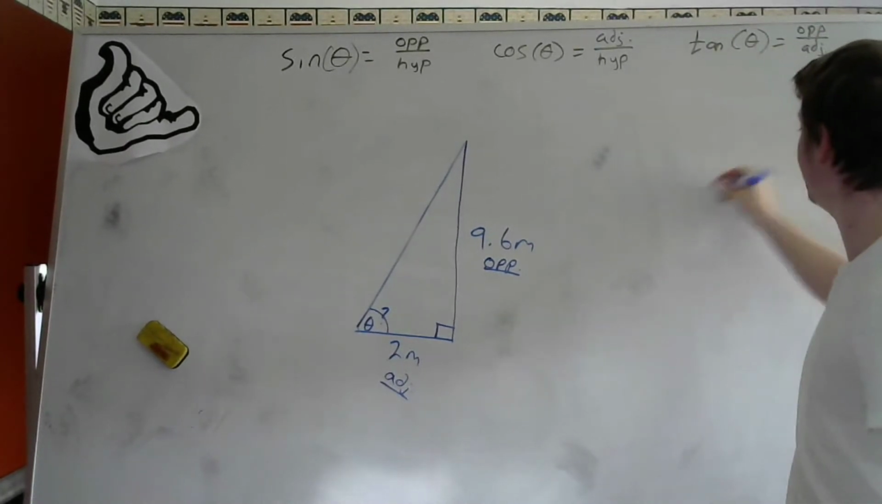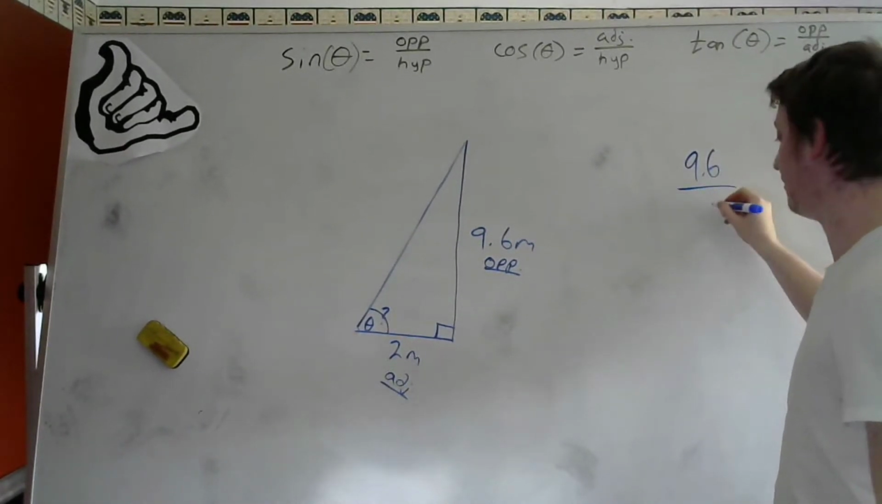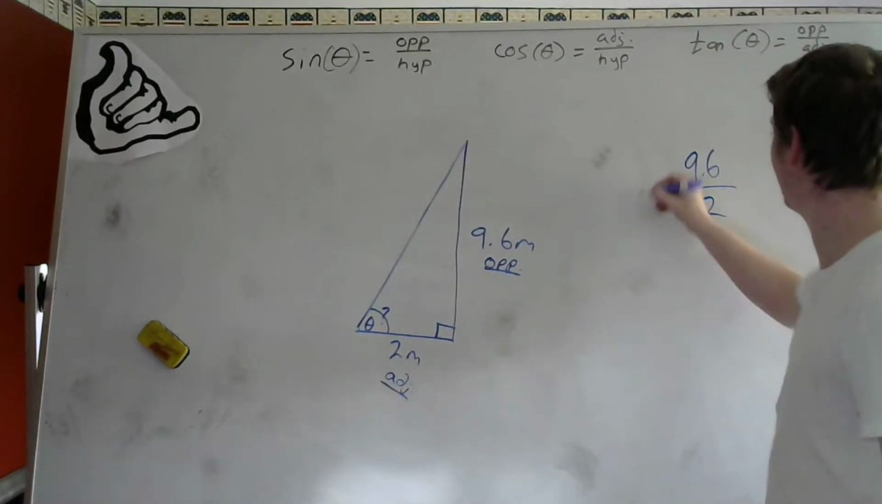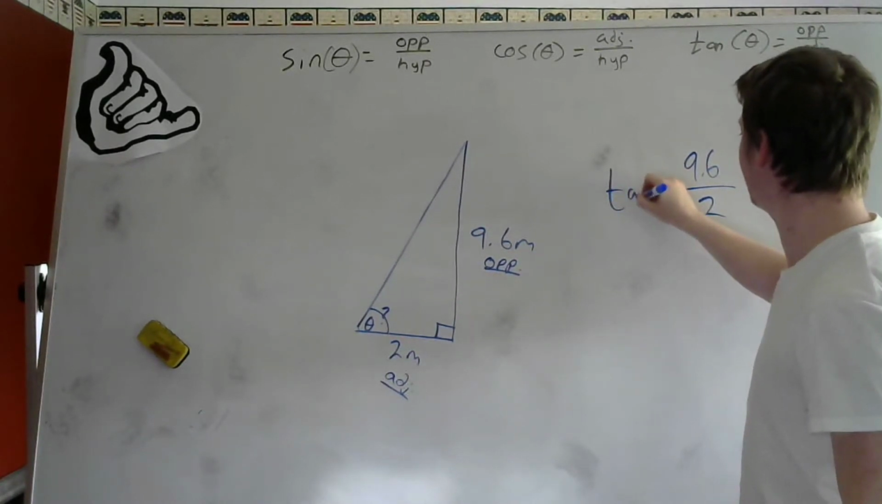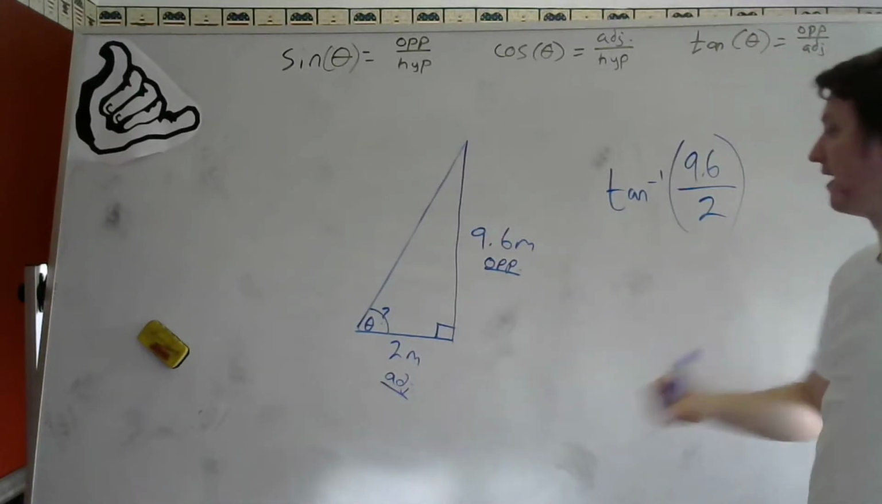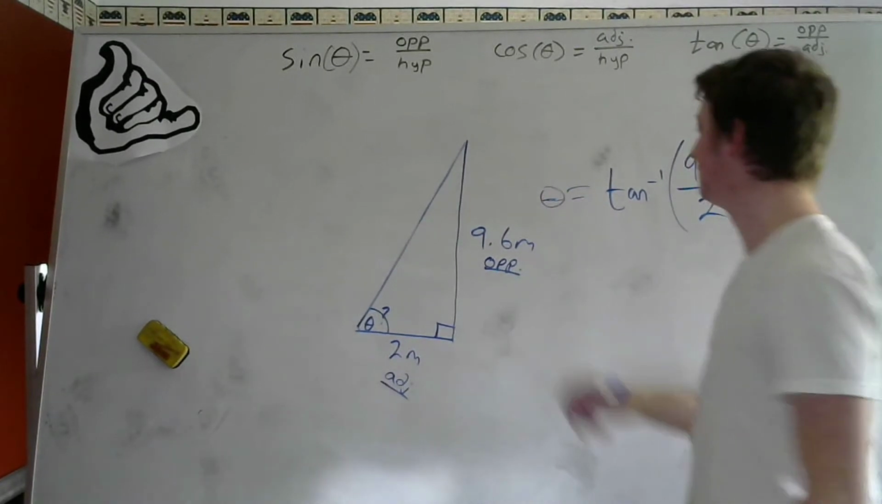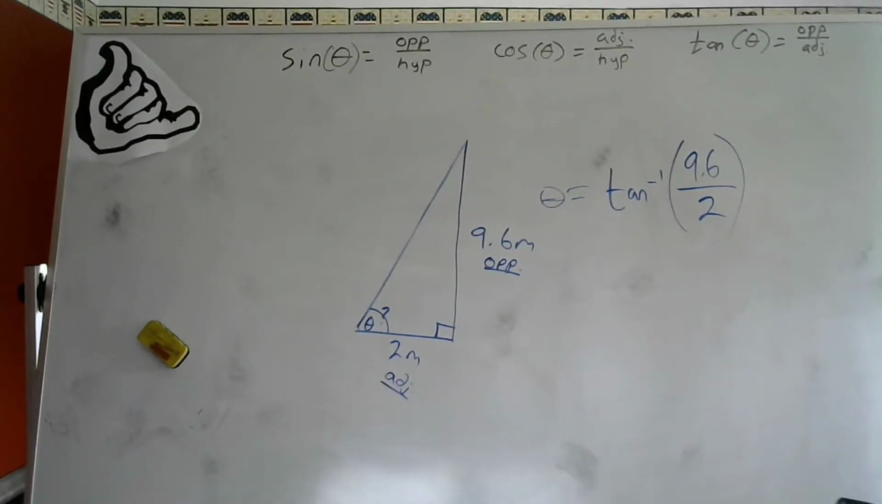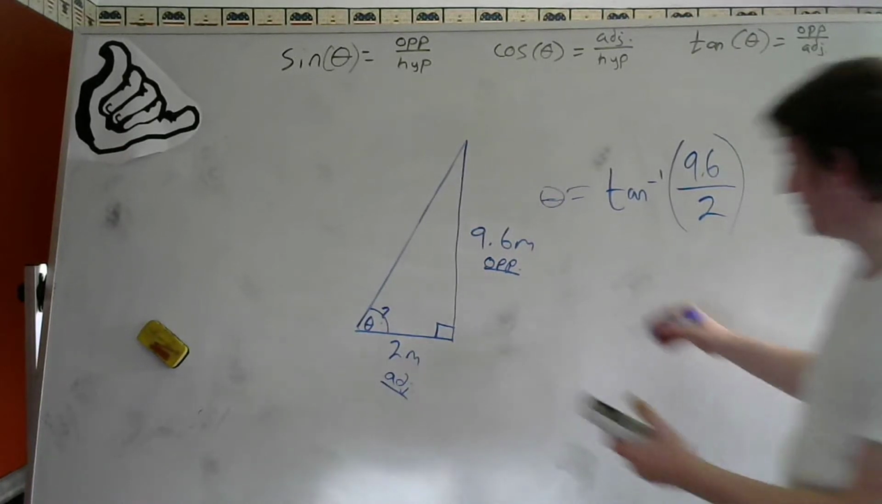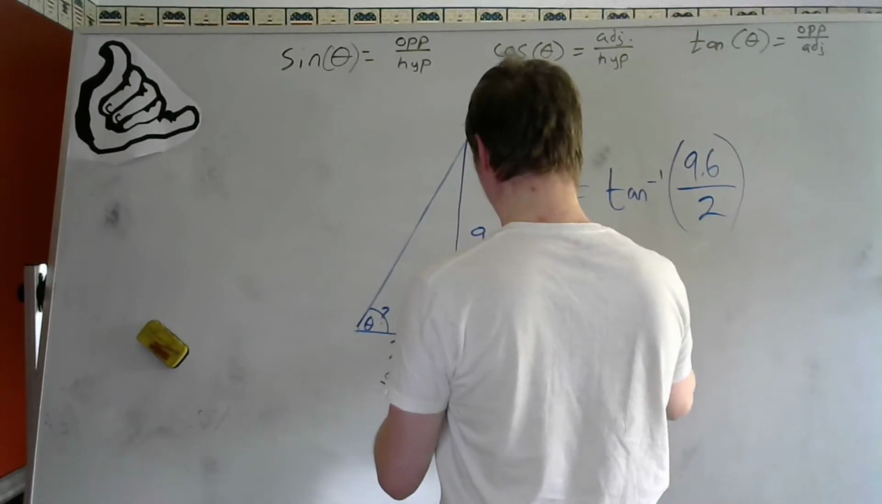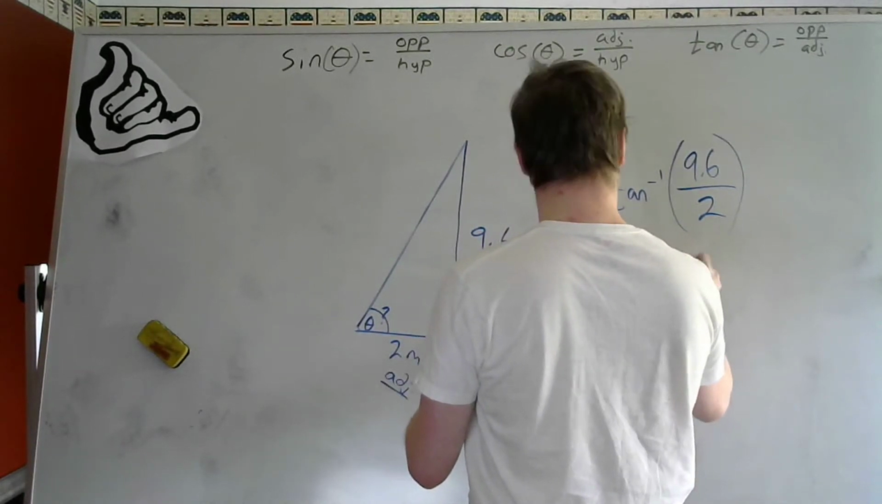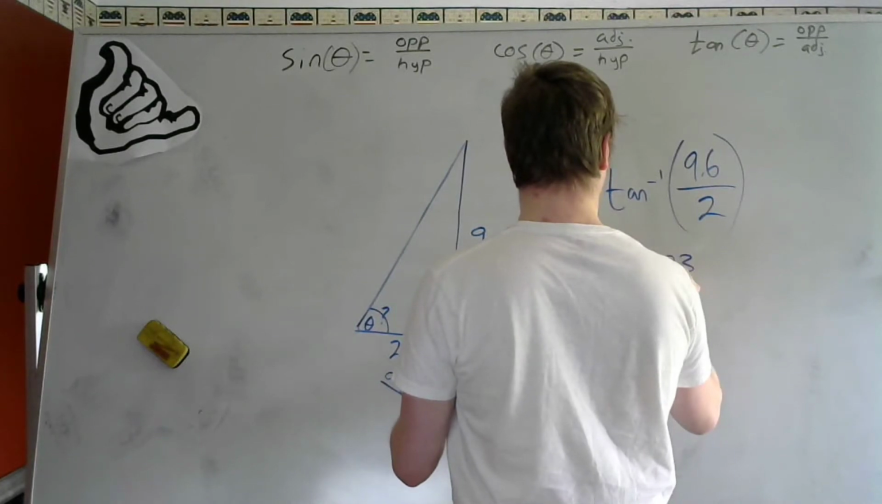So opposite over adjacent is 9.6 over 2. I can do the tangent inverse to that to give me the angle, theta. So if we do the inverse tangent to 9.6 divided by 2, we're going to get 78.23 degrees.